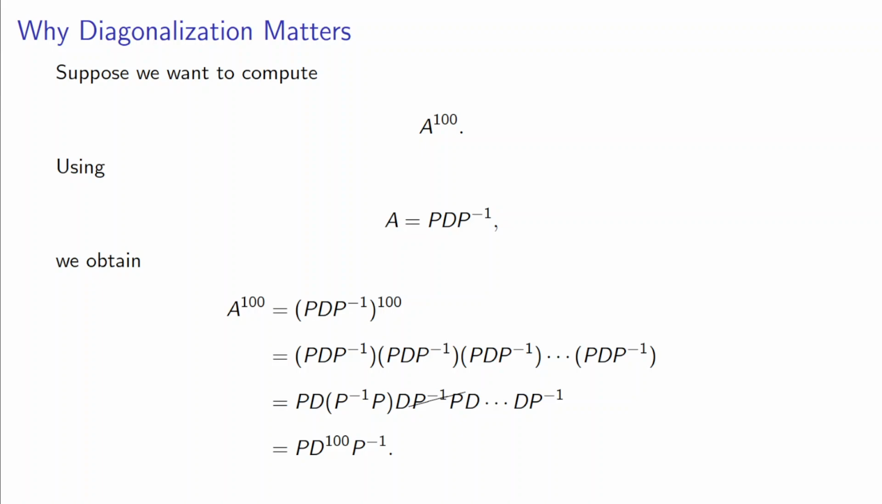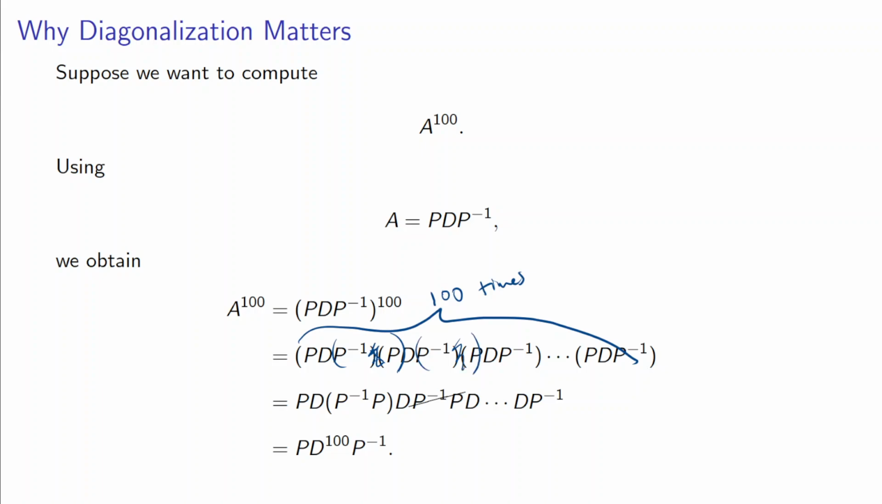So if we wanted to raise a matrix to a really high power, let's say we wanted to raise A to the 100th power, well, since A is PDP inverse, then A to the 100th would be PDP inverse to the 100th, which is just PDP inverse times PDP inverse times PDP inverse, written out 100 times, right? 100 times.